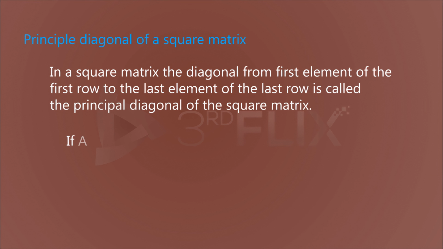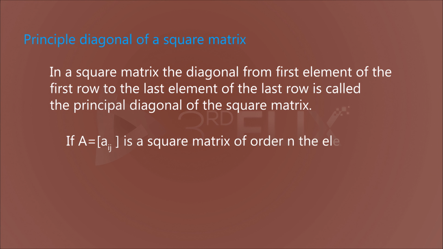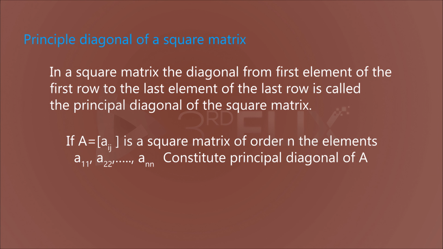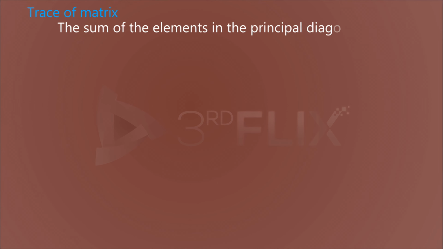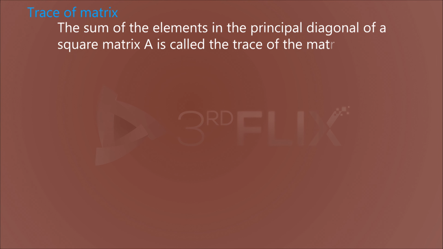If A equals matrix aij is a square matrix of order n, the elements a11, a22 and so on, ann constitute the principal diagonal of A. Trace of matrix. The sum of the elements in the principal diagonal of a square matrix A is called the trace of the matrix. It is denoted by trace of A.